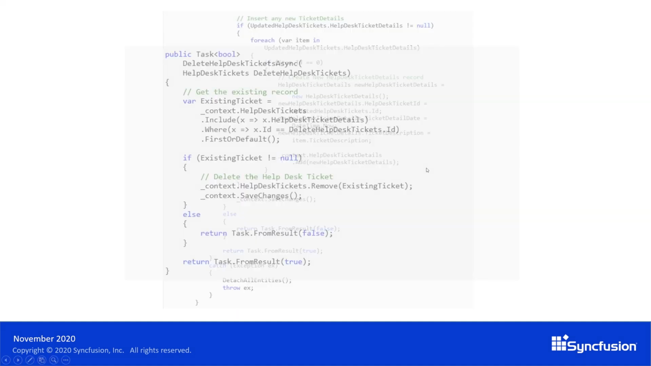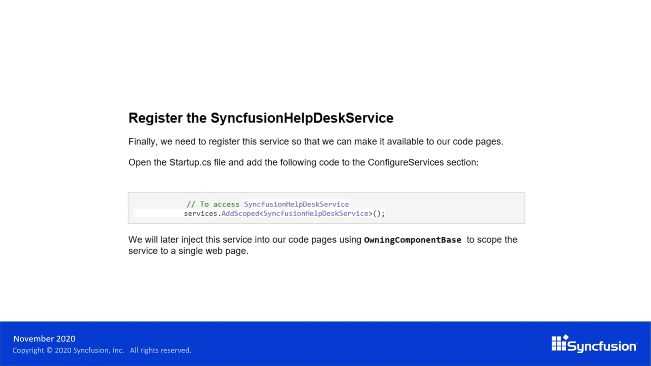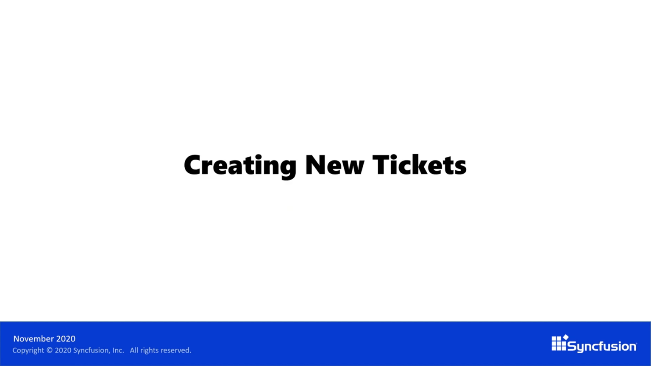And of course, no presentation is complete without the ability to delete a help desk ticket. So that's this method here. So all of this is inside that help desk ticket service. So now we want to make it available to the rest of the code. So we open up the startup.cs file and we add the following line to inject this as a service into the application.